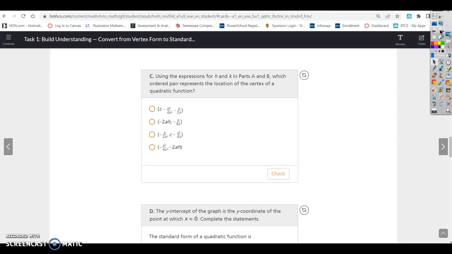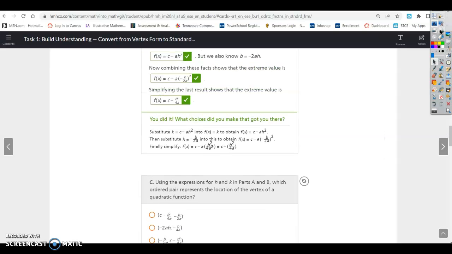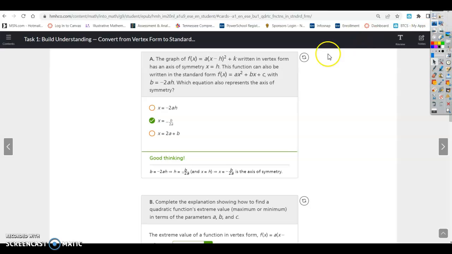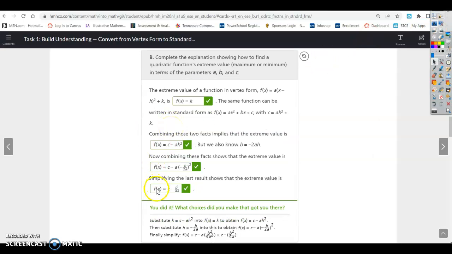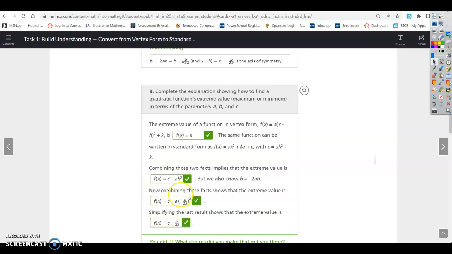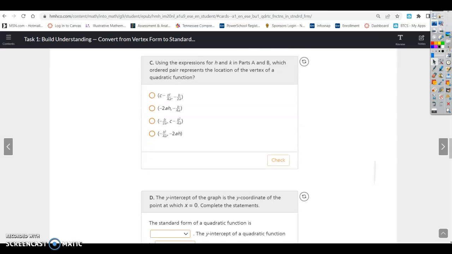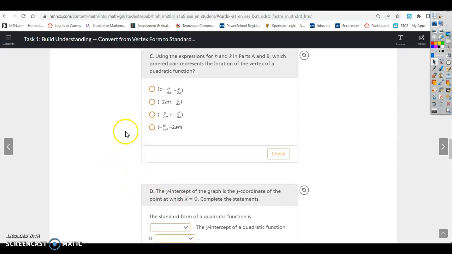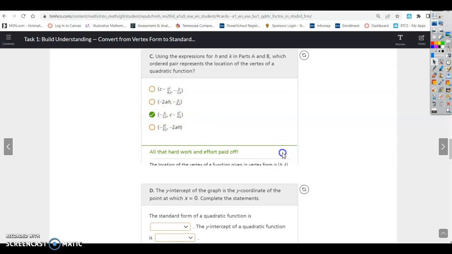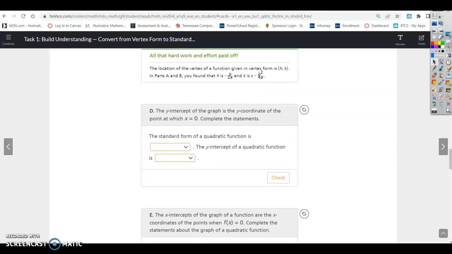Using the expression for h and k in part a and b, which ordered pair represents the location of the vertex of the quadratic function? All right, so you can see right here, the x is negative b over 2a, and the y value, f of x, is your y value, it's c minus b squared over 4a. So these are the two expressions that make up our vertex. So negative b over 2a, c minus b squared over 4a is the correct vertex.